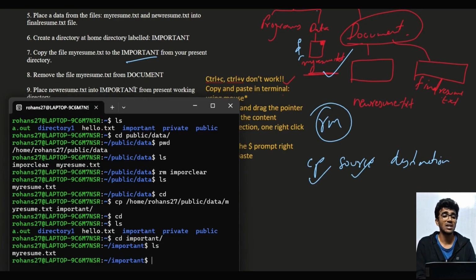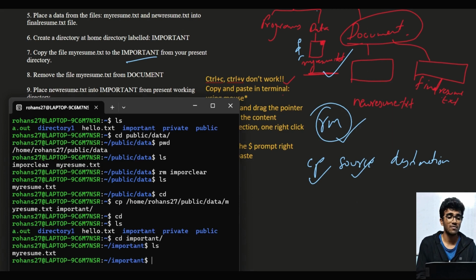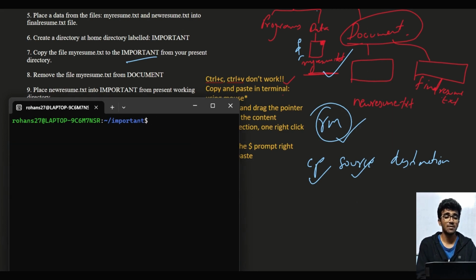Remove the file myresume.txt from document. Simple. As I told you, to remove a file, you have to use the rm command, space, the file name. So let's do that. First let's clear all this. When you write clear, it gets cleared. Now you are presently in the important folder. cd, then you come to home. Now remove the myresume.txt from document.